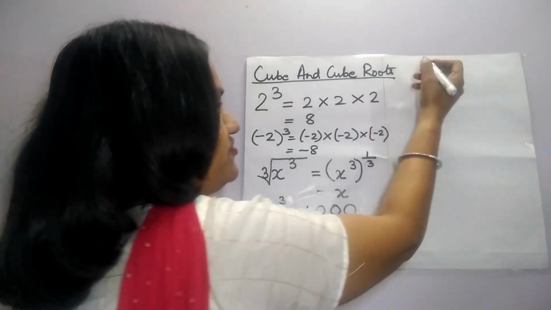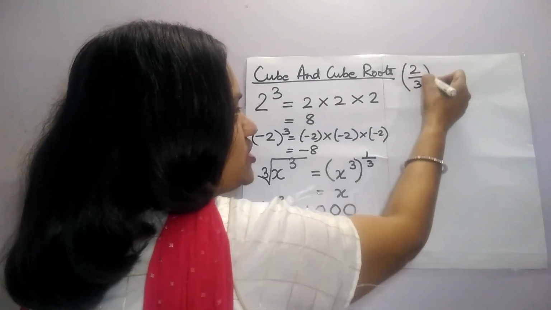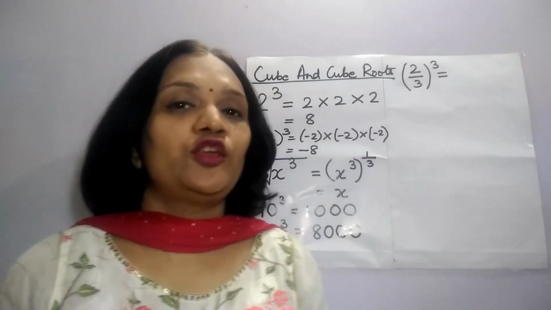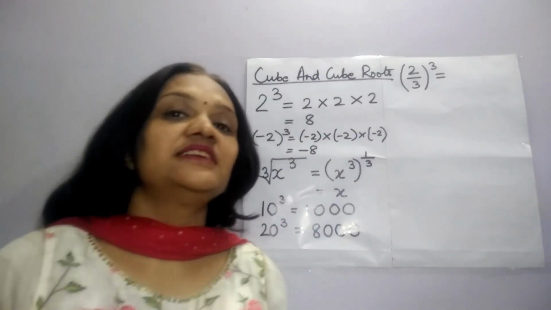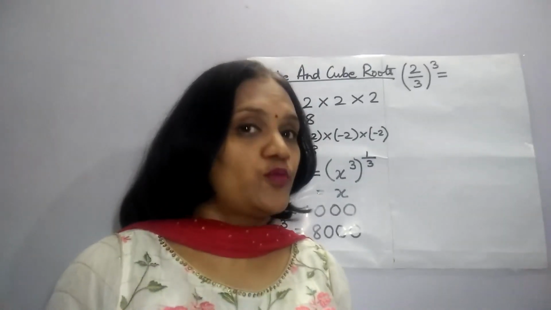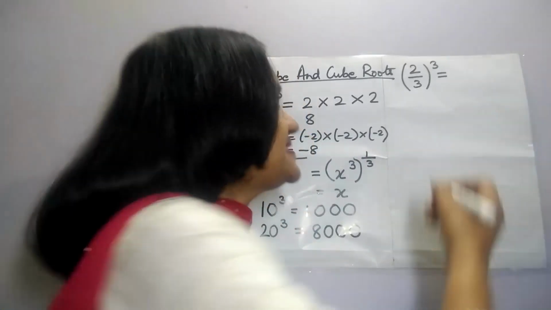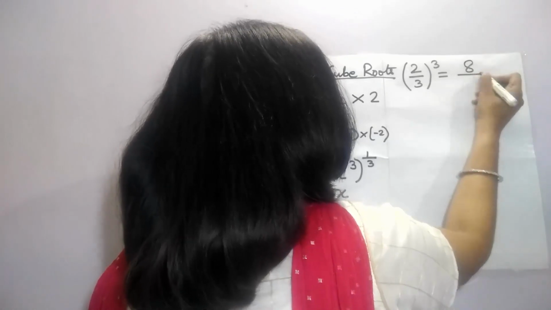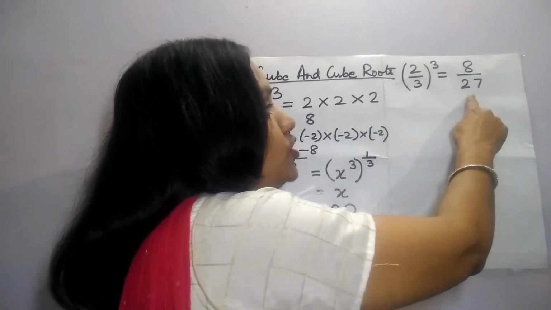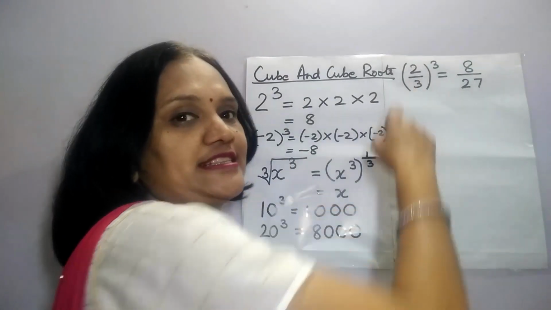Okay, now if you have to cube a fraction, what will you do? You will cube the numerator and the denominator separately. What is the cube of 2? Cube of 2 is 8. What is the cube of 3? 3 into 3 into 3? 27. So we are getting 8 by 27. Again you can see that the cube of a proper fraction is less than the fraction itself.